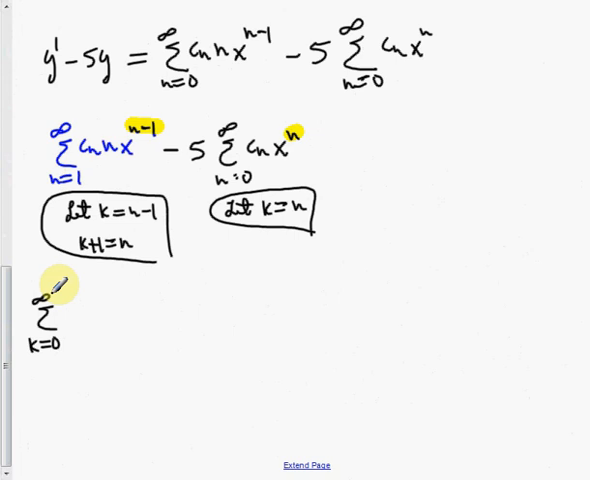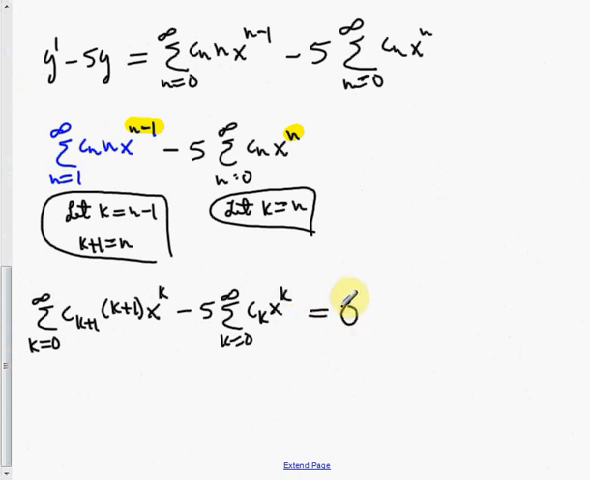Gotta stay focused. C sub n, but n is now k plus 1, times n, which is parentheses k plus 1, times x to the n minus 1, but n minus 1 is k. And this is minus 5 times the summation here. k is equal to n, so this is k goes from 0 to infinity of c sub k times x to the k. That's all equal to 0.